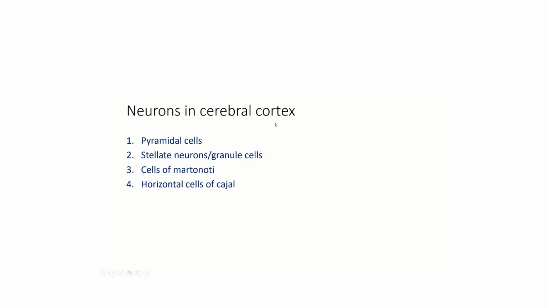The neurons in cerebral cortex are pyramidal cells. Stellate neurons are granule cells, cells of Martinotti, and horizontal cells of Cajal. Pyramidal cells are more prominent in third and fifth layer. Stellate cells or granule cells are more prominent in second and fourth layer. Cells of Martinotti are present in all layers but more in number in sixth layer. Horizontal cells of Cajal are present in first layer.